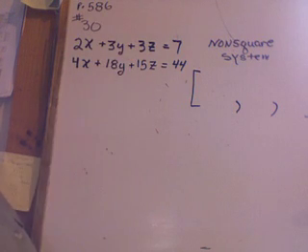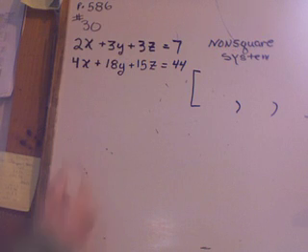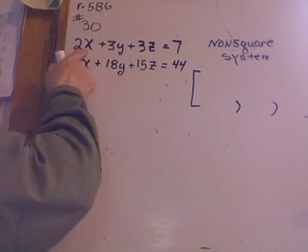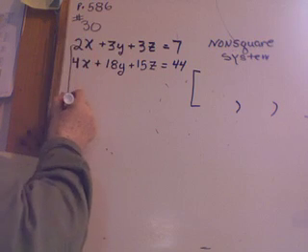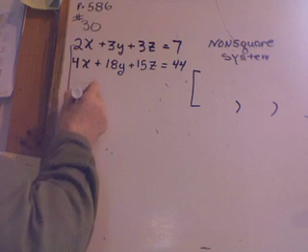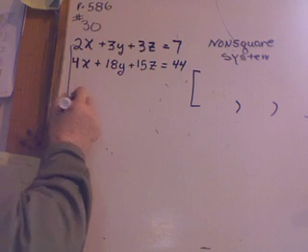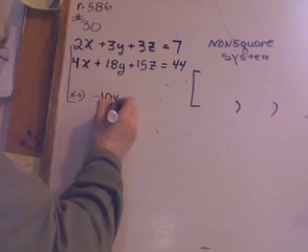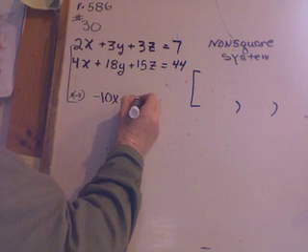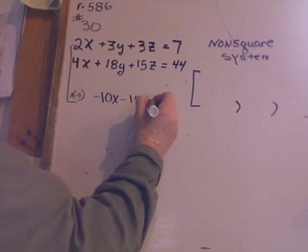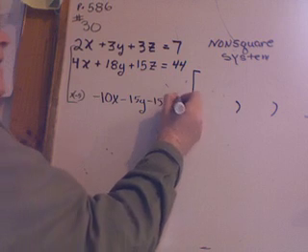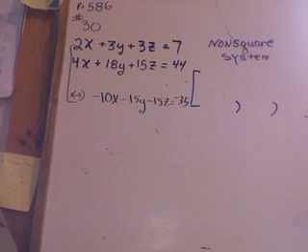Now, I'm going to choose to eliminate z, but you could choose to eliminate y or x if you wanted. So, if I choose to eliminate z, I could multiply this first equation by -5. So, I'm going to times by -5, and when I do that, I get -10x minus 15y minus 15z equals -35. You with me so far?